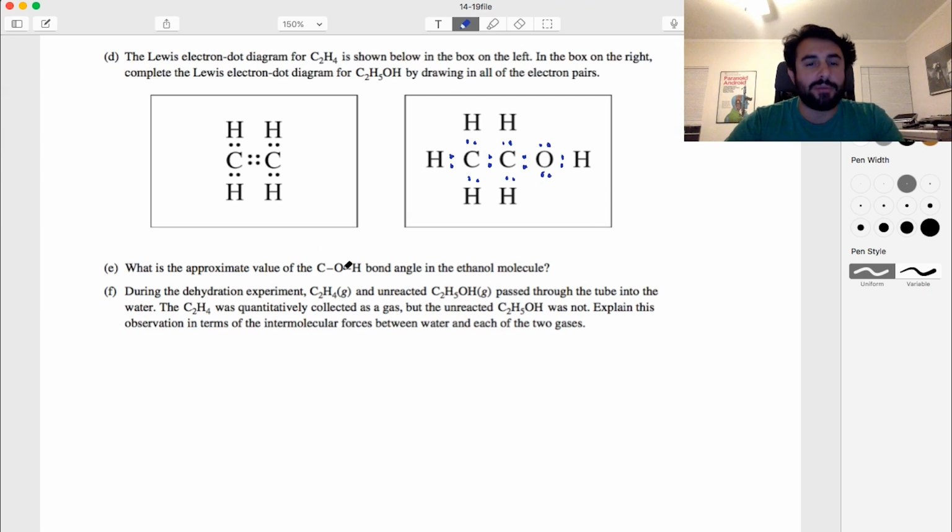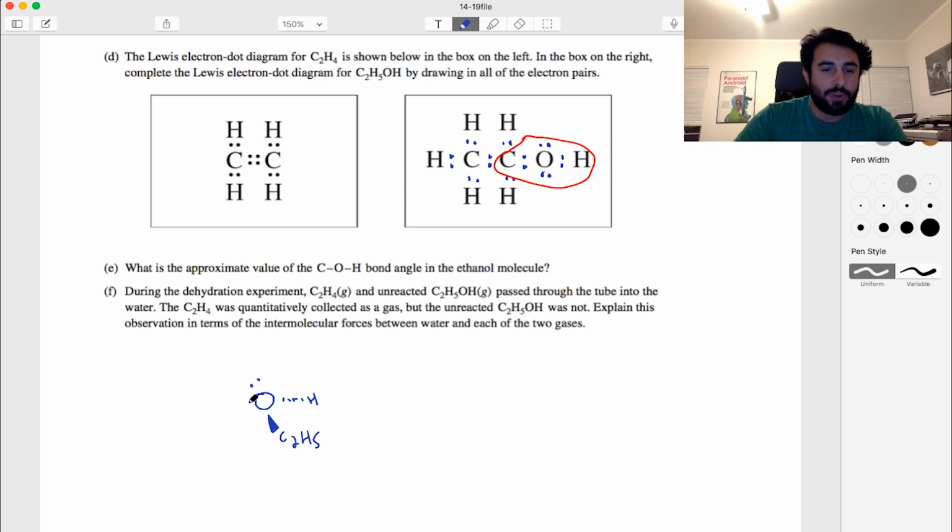Now, what is the approximate value of the COH bond angle? So we're looking at this right here, COH bond angle. And so what we need to understand is that if we look just at oxygen as the central atom, we can have an H down there, and we can have C2H5 over here. This is what this is going to look like. Remember, oxygen has 4 electron domains: atom, atom, lone pair, lone pair.